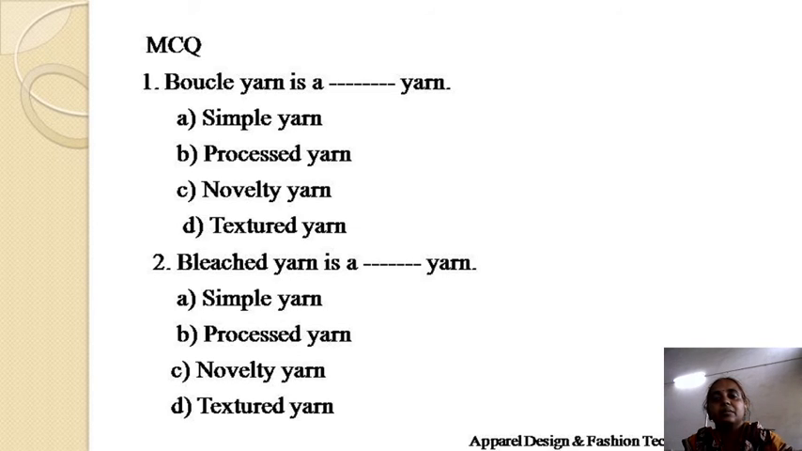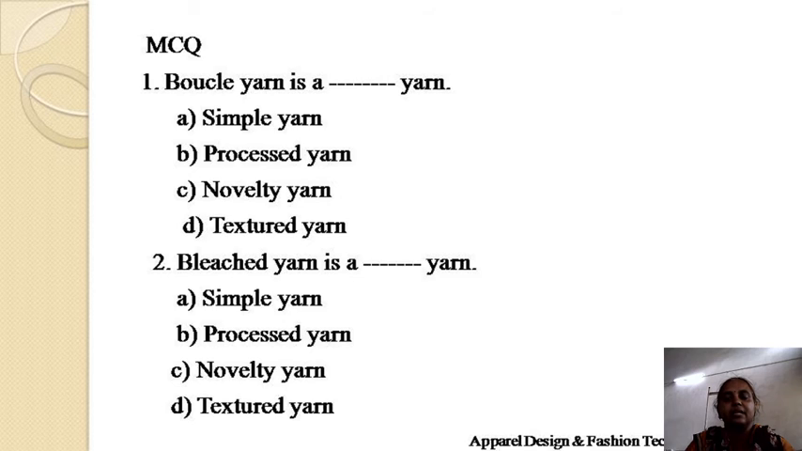Processed yarns are after giving the processings, that is bleaching, mercerization, dyeing. So this bocal is not a processing, so it does not come under this. Novelty, yes, novelty bocal. Loop effect is created on the yarn, that bocal. So this yarn belongs to the novelty yarn. Correct option is C. Bleached yarn is a dash yarn. Simple yarn, processed yarn, novelty yarn, textured yarn.